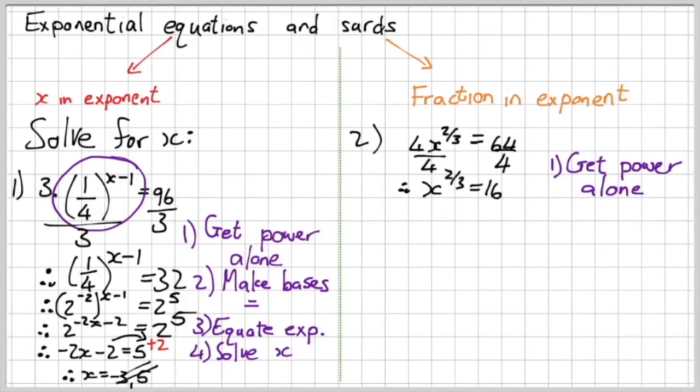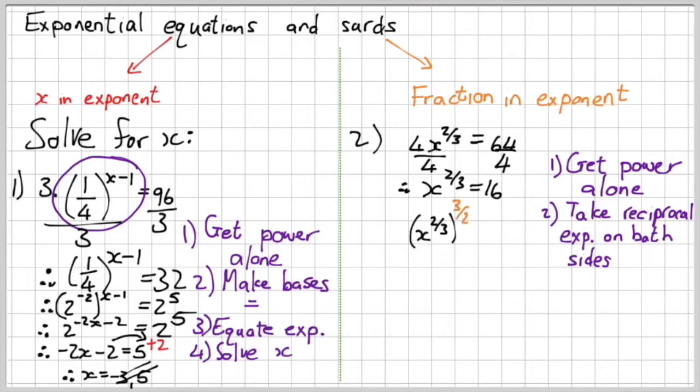Here's where we now diverge from the left, because what I need to do is take the reciprocal of the exponent on both sides. Now, if reciprocal is a really big word, it basically means that I am going to take that 2 over 3 and flip it, so it becomes 3 over 2, and I'm going to take that on both sides, both left as well as right.